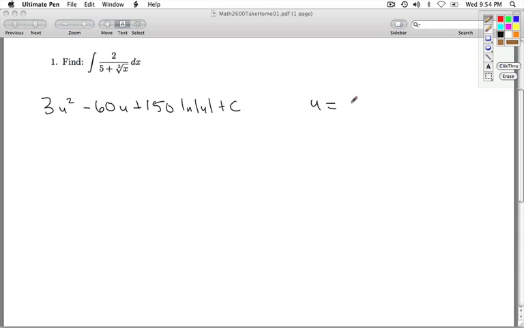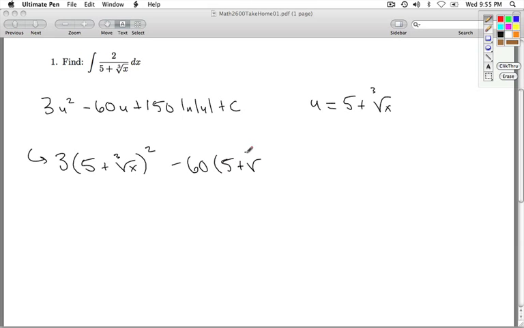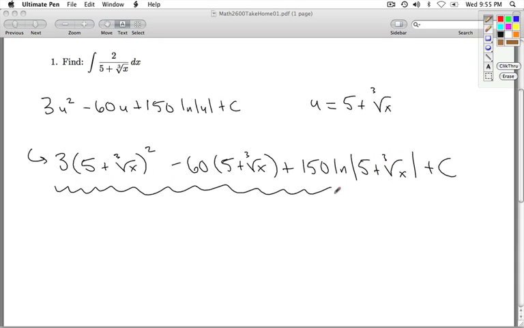Our substitution, u, was 5 plus the cube root of x. So the antiderivative now becomes 3 times (5 plus the cube root of x) squared, minus 60 times (5 plus the cube root of x), plus 150 natural log absolute value of 5 plus cube root of x, plus c. And that's a perfectly acceptable answer.